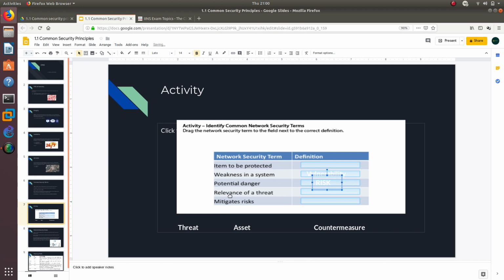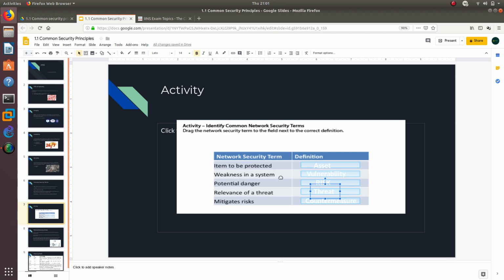And then we have relevance of a threat. We're going to mitigate risk. So this is going to go right here. And then, where you want to be, items that you want to be protected is asset. And relevance of a threat is going to be a threat, I believe, right? Because the items that are to be protected are assets. Those are the ones that you want to be protected.